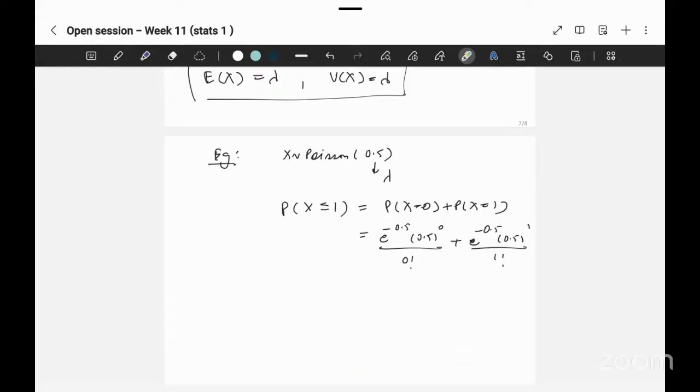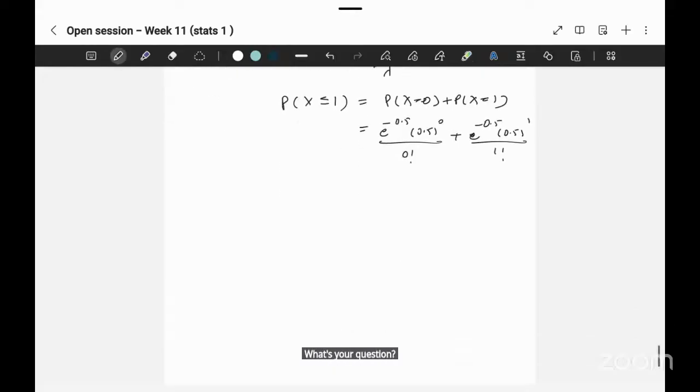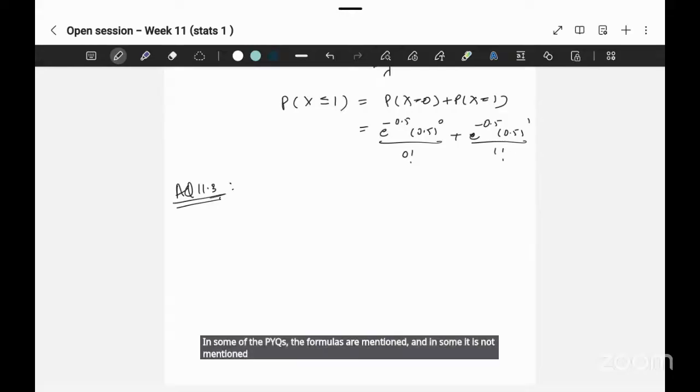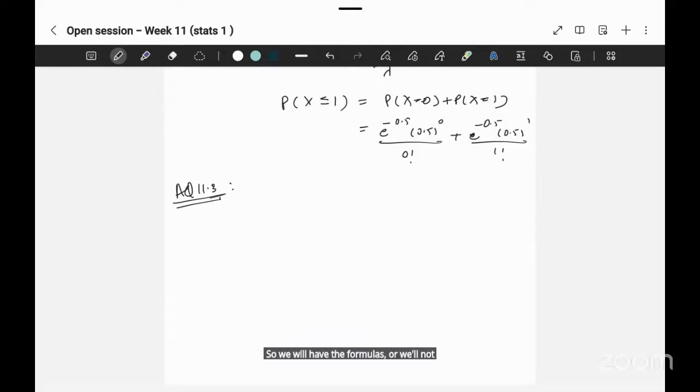Ma'am, one question, please. In some PYQs, the formulas are mentioned, and in some it is not mentioned. So will we have the formulas or not? No, you guys won't be having any formula sheet. In stats one, there is no formula sheet.